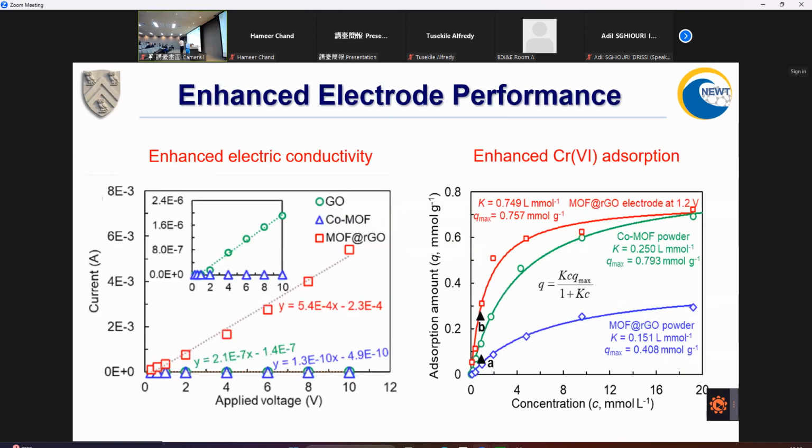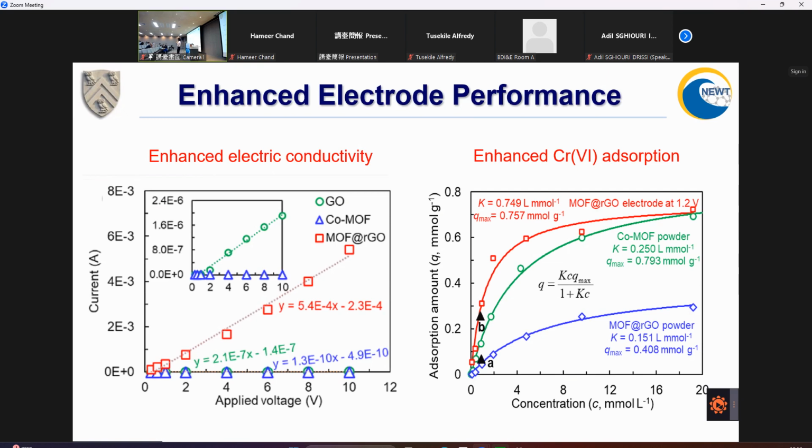And what benefit does this have? This now makes the material electrically conducting and it can now be used as a good electrode material. So you can see here the change in the electrical conductivity. The original GO or MOF are not conductive, but once you form the MOF on the reduced GO surface, we have very high electrical conductivity.